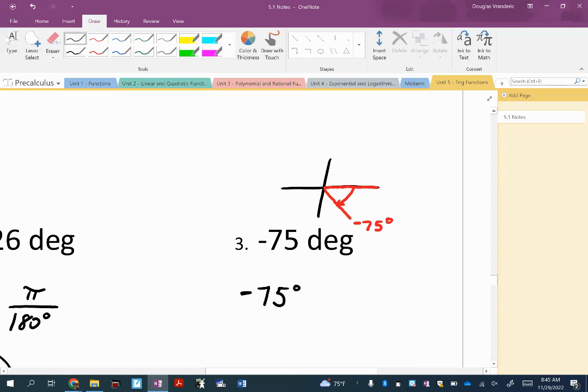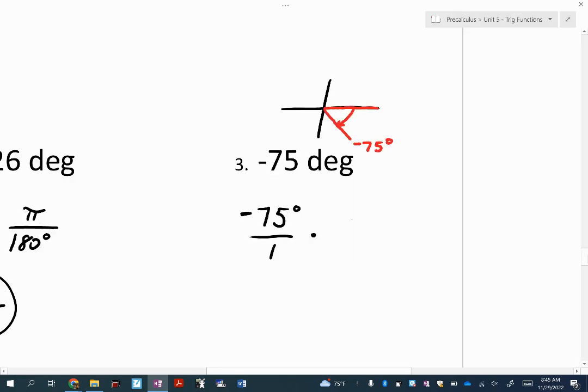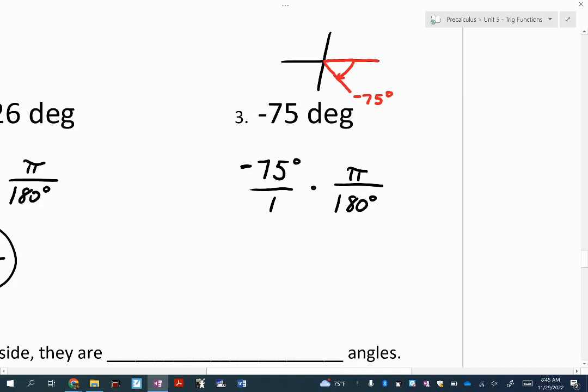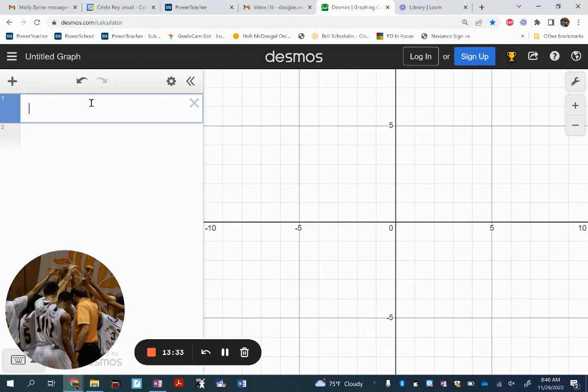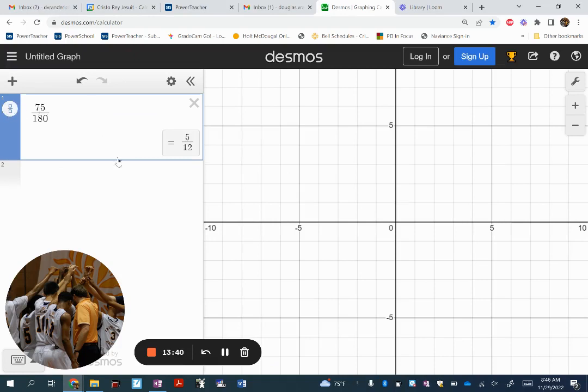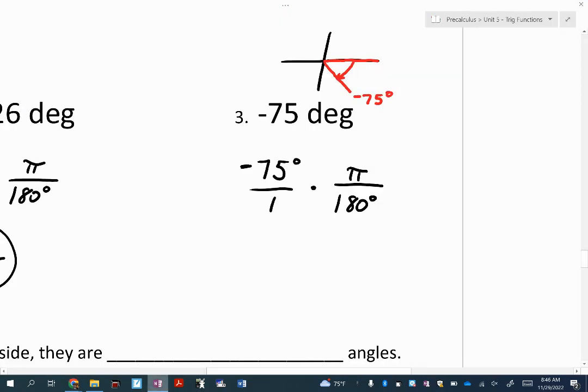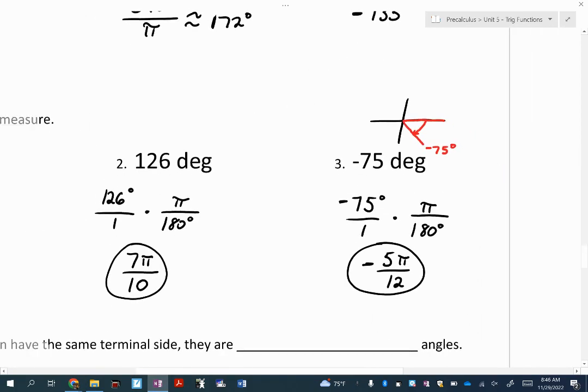That's the only difference. Okay, so let's put it over 1 times pi over 180 degrees. Again, you can type in the negative if you want. You don't have to. I'm not going to. I know that the answer will be negative. I'm just going to type in 75 over 180. So 75 over 180, which reduces to, when I click the button, 5/12. So my answer is negative. Don't forget the negative in the answer. Negative 5 pi over 12. And that's the process for converting in both directions.